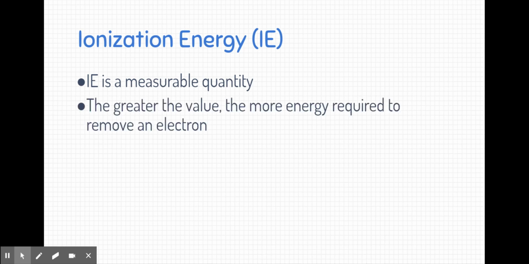So what do these values mean? The greater the ionization energy value, so that numerical quantity, the more energy is required to remove an electron. Another way of looking at it is the higher the ionization energy, the stronger the nucleus's hold is on the electrons.